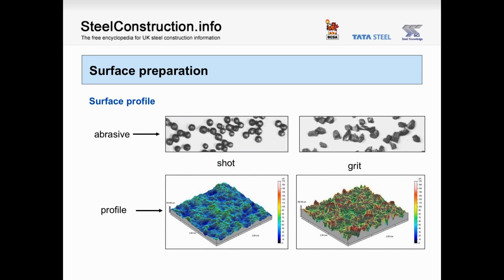In addition to cleanliness, surface profile is important. The type and size of abrasive used in blast cleaning have a significant effect on the profile and amplitude produced. In addition to the degree of cleanliness, surface preparation specifications should also consider roughness relative to the coating to be applied. The difference between shot and grit abrasives and the corresponding surface profiles produced is illustrated in the three-dimensional diagrams obtained from non-contact surface characterization equipment as shown here.